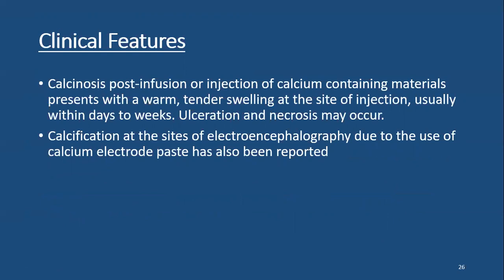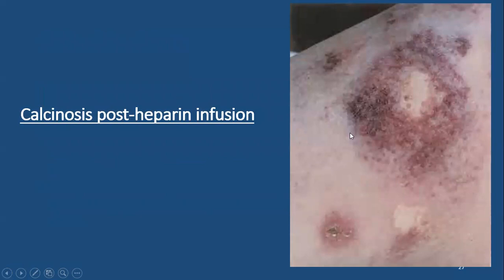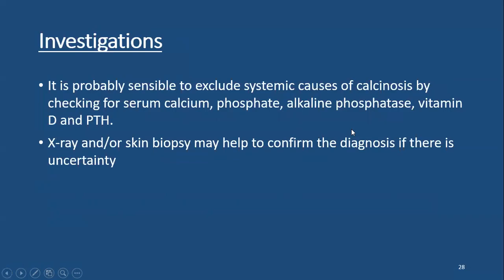Usually, the calcification due to trauma or infusion results in warm tender swelling at the site of injection within days or weeks after the injury or infusion. Ulceration and necrosis may also develop. Calcification also develops at the site of electroencephalography by use of calcium electrode paste. This is a picture of calcinosis induced by post-heparin infusion.